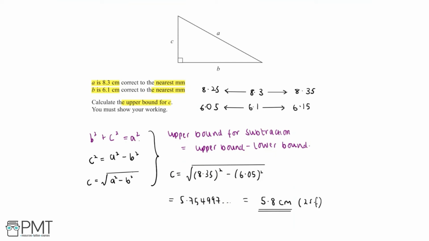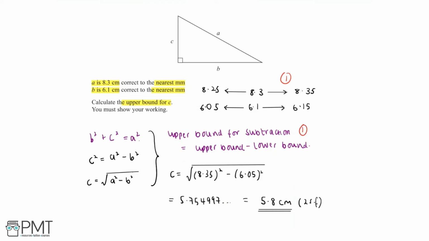Now this question is worth 4 marks, so let's take a look at where these marks are allocated. We get the first mark for finding the upper and lower bounds of 8.3 and 6.1. We get the second mark for deciding the correct bounds to use, and so we said that the upper bound for subtraction will be the upper bound of A, take away the lower bound of B.